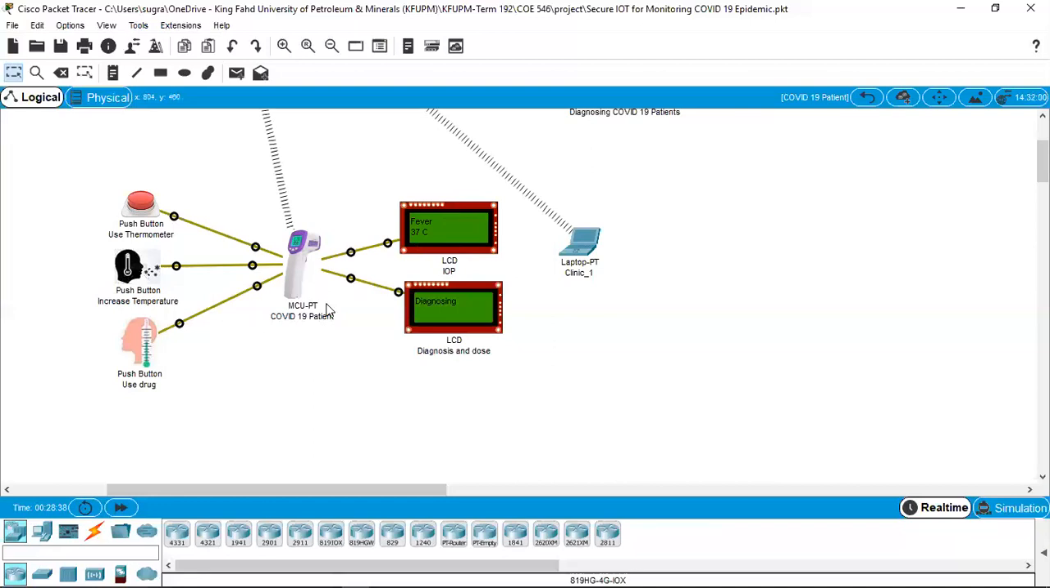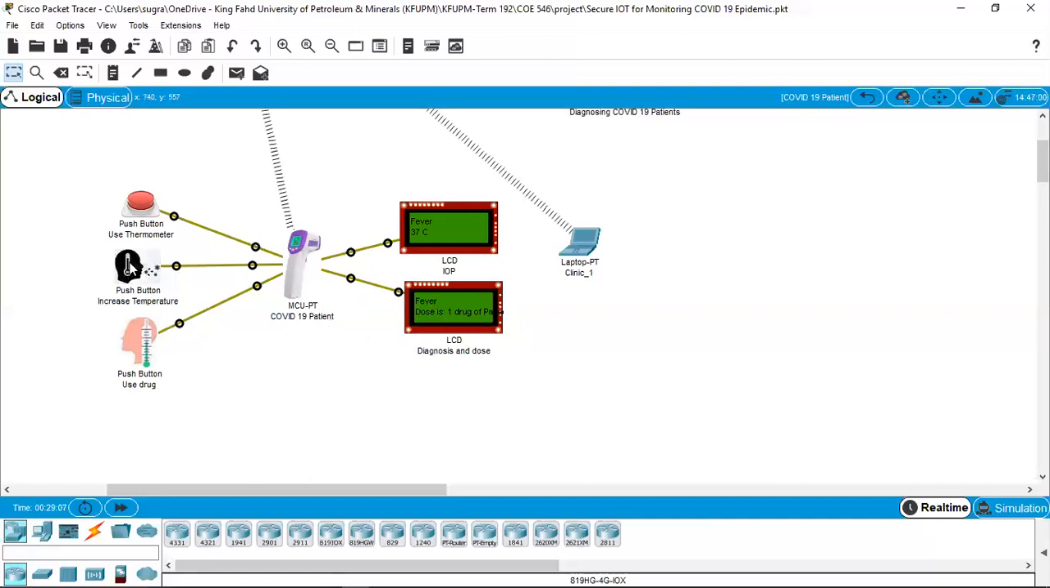So here it's supposed to give a diagnosis with a normal fever and provide the prescribed dose to the patient. As you see here, the result from the healthcare center gives fever as the disease, and the dose is 1 drug of Panadol, which is prescribed from the doctor to the patient with a normal fever.